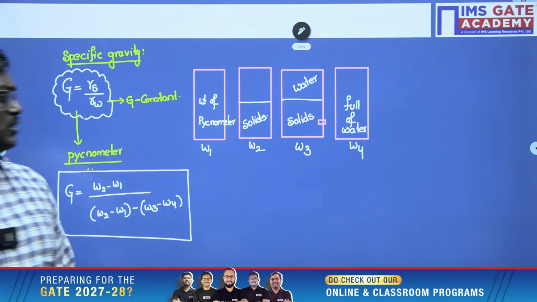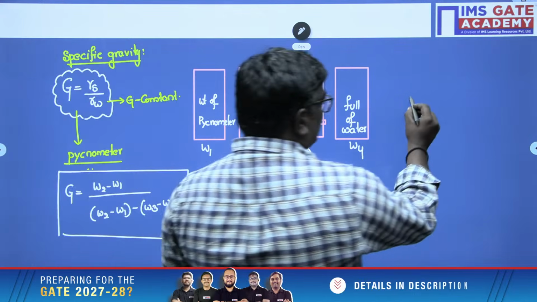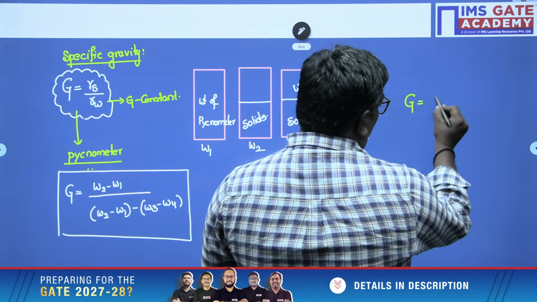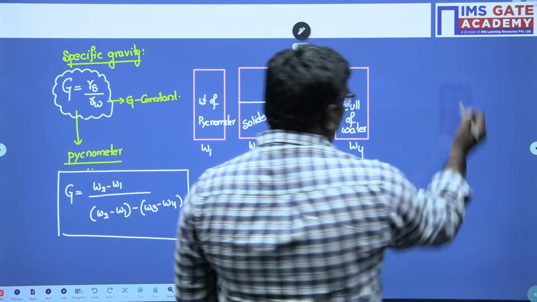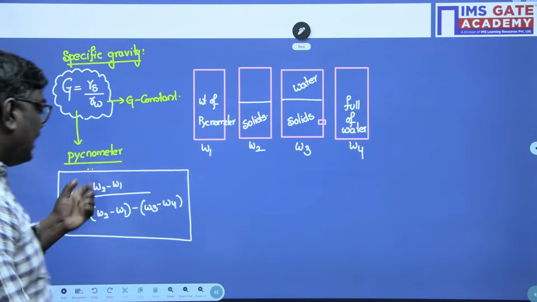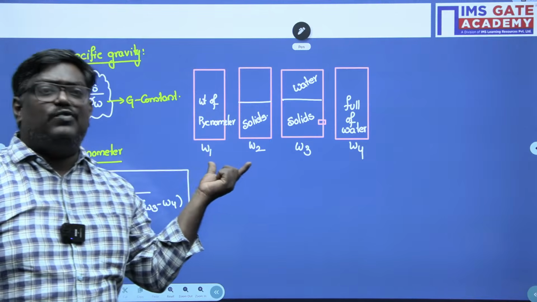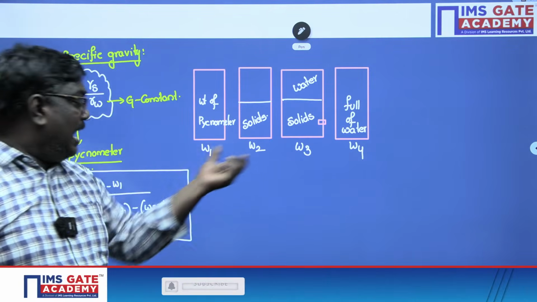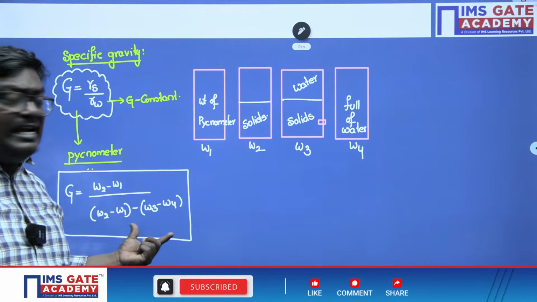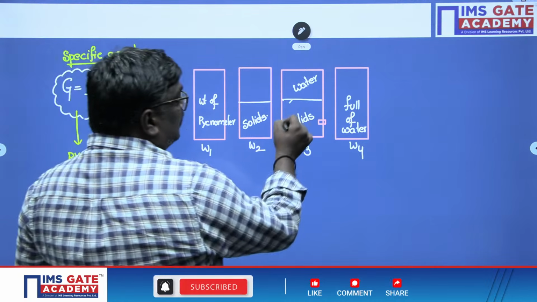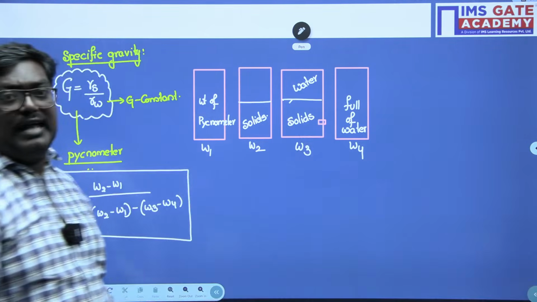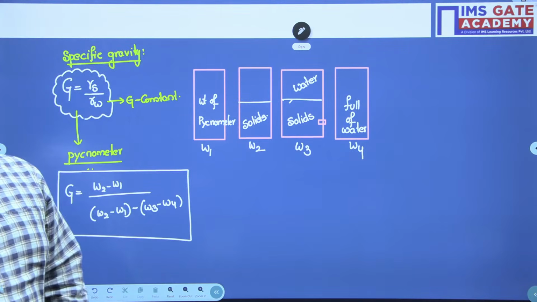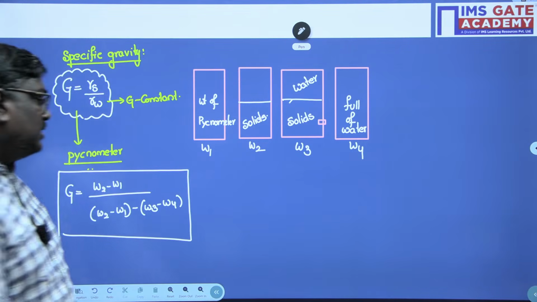So here, my dear students, if you want to get the specific gravity, G is equal to what, sir? As I told you, sir, here W2 minus W1 is the weight of solids. And how you got the denominator is how much is the water in the solids volume. That you will get in this equation. I hope you are clear, my dear students.